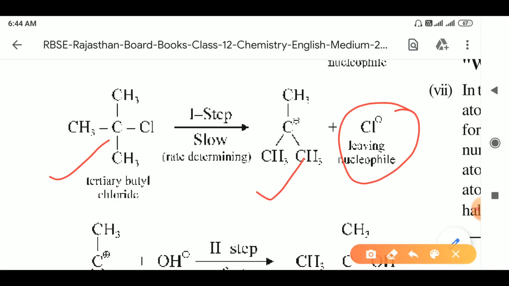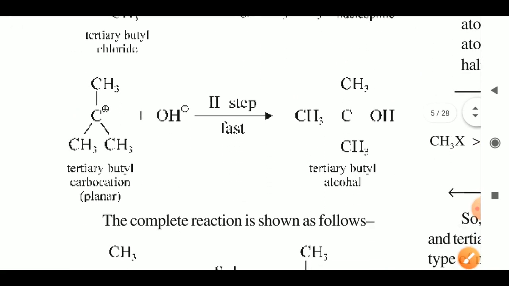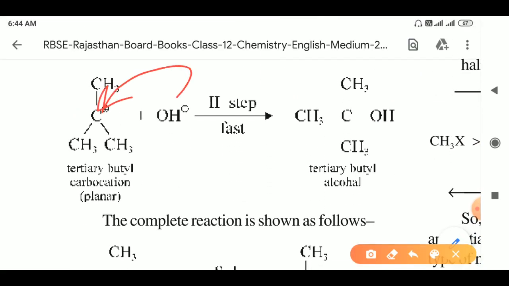In the second step, the nucleophile attacks the carbocation to form a tertiary butyl compound. The word tertiary is used for a 3-degree carbocation. This carbocation is also 3 degree. When the OH group is attached with 3 CH3 groups, that is known as tertiary, and butyl is the word for 4 carbon atoms: 1, 2, 3 and 4. So tertiary butyl alcohol is the product, and that is the mechanism of the SN1 reaction.